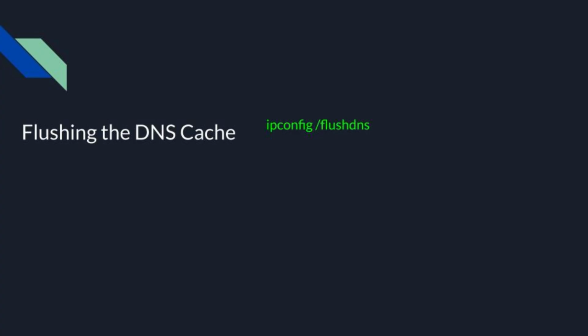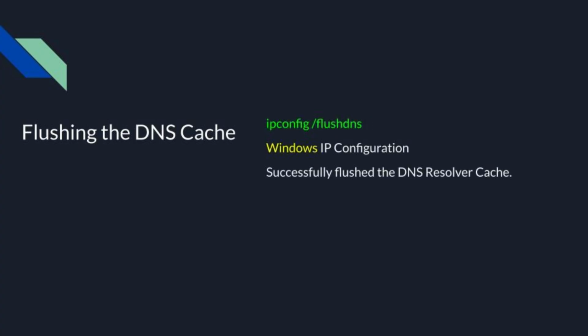Flushing the DNS cache. Sometimes websites don't load because your DNS cache is outdated. You can clear it with this command, ipconfig /flushdns, and you'll see "Successfully flushed the DNS resolver cache." This forces Windows to get fresh DNS info the next time you visit a website.